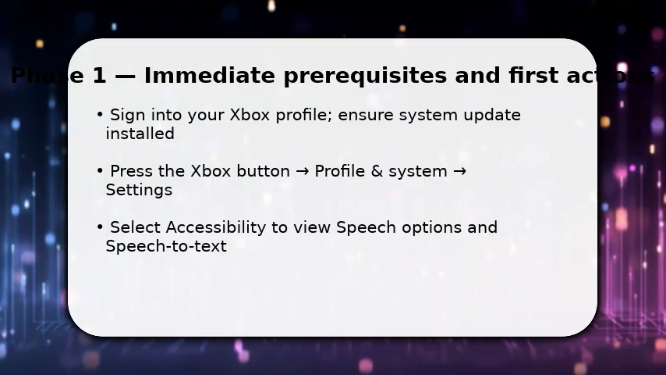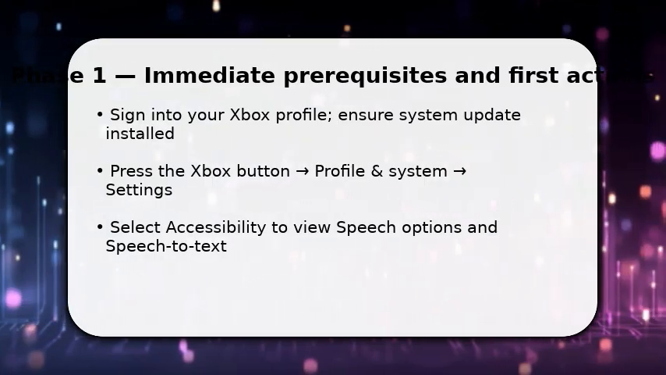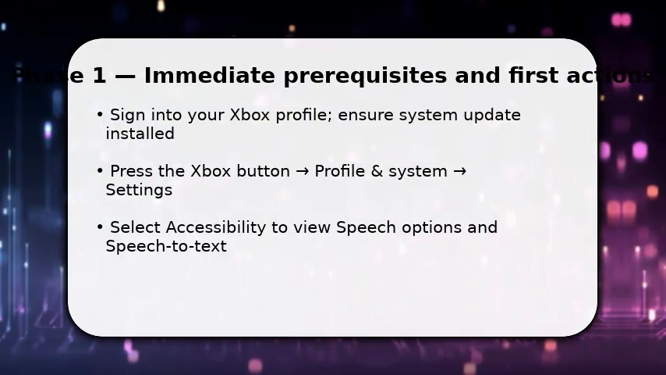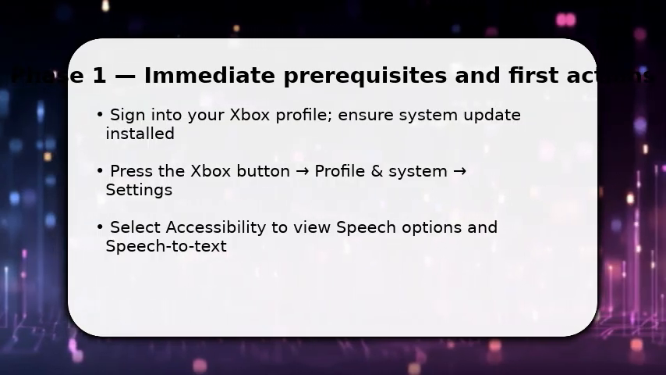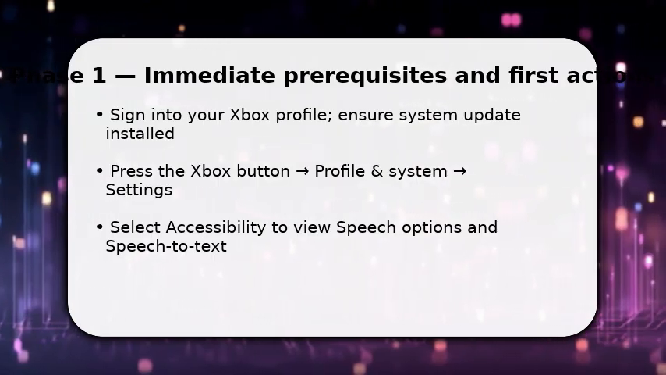You start by signing into your Xbox and confirming the console is updated. Updates expose the latest accessibility features. Once signed in, press the Xbox button, go to Profile and System, then Settings. From Settings, choose Accessibility. This is where speech and text features live.